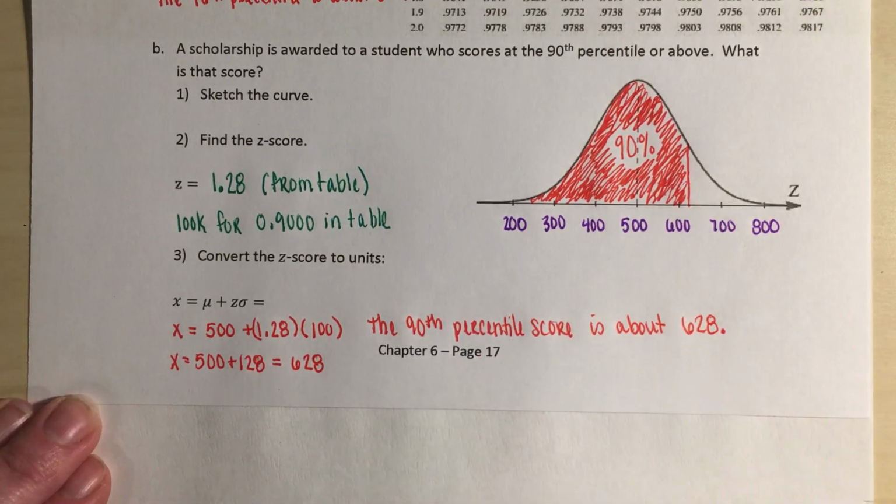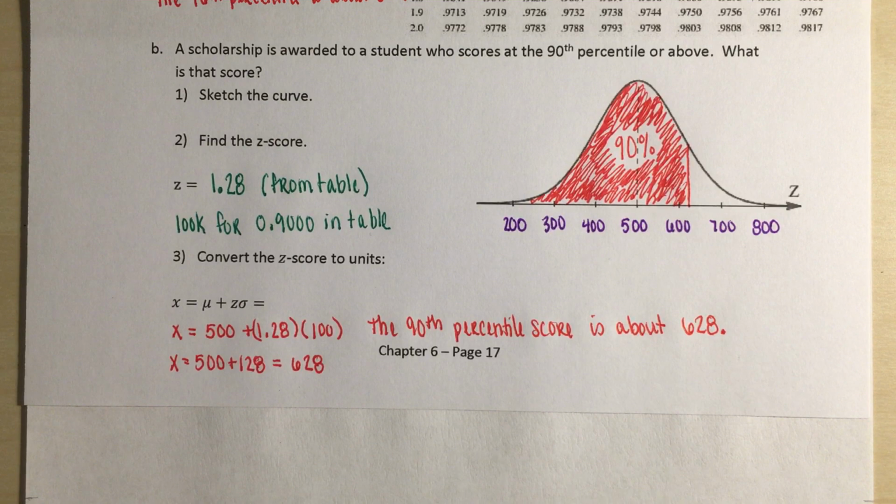628. So for both part A and B, we were looking for values, and those values, again, we call finding our inverse normal values. We're using our table the other way around.